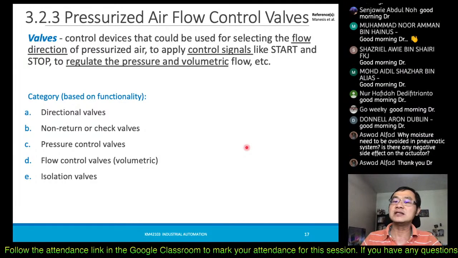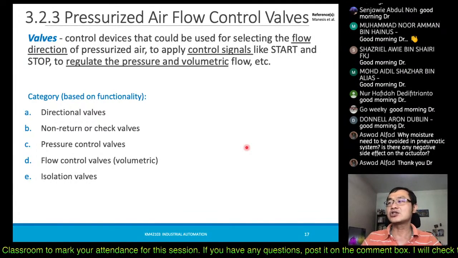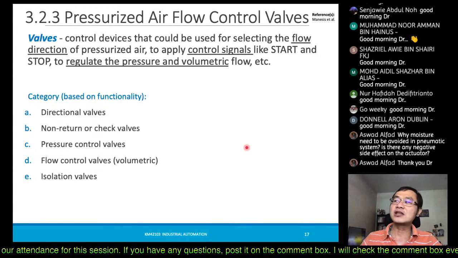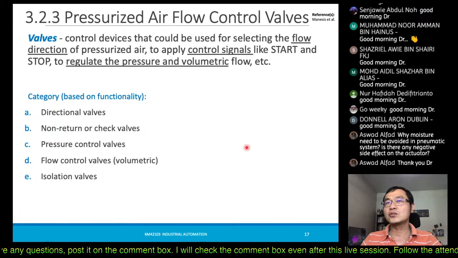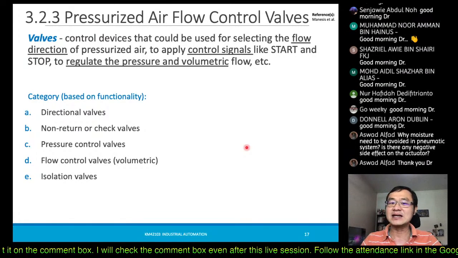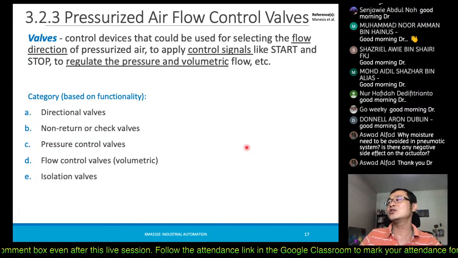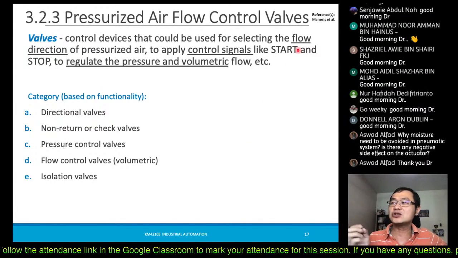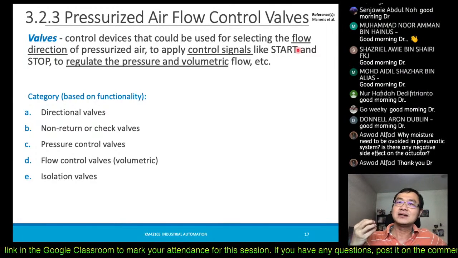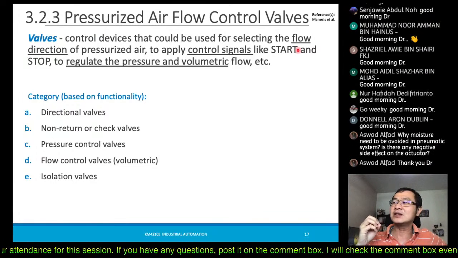As well, we can apply a control signal like a start, a stop, or to regulate the pressure or the volume. All this can be done by a valve, by selecting a proper type of valve. Then you can do all these required functions, either to control the flow directions or to apply a signal when the pressure reaches a certain level, and then it will activate.